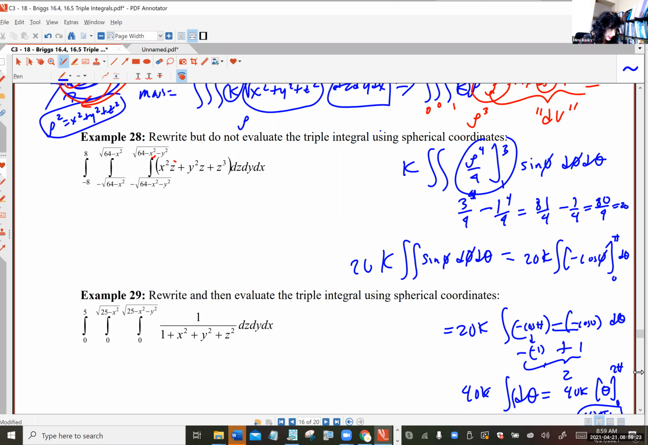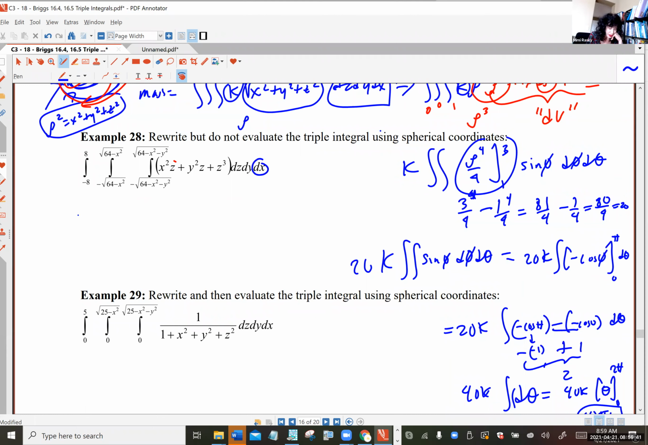Okay, example 28 just says set up, but don't evaluate. Just set it up, because I just want you to be able to look at something that's already given in rectangular and then figure out what it is. Like, is it even really something that lends itself to spherical region? And it turns out it is.